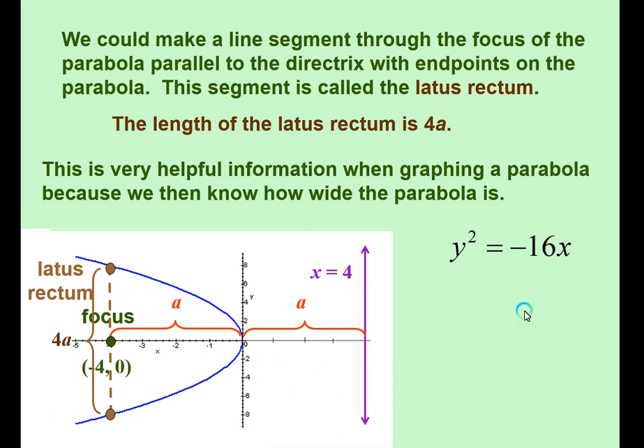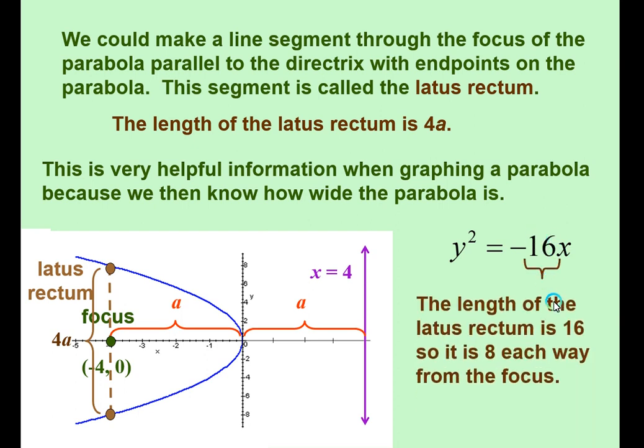Considering that we have the equation y squared is equal to -16x, we know that 16 is your 4a. Therefore, we know that your latus rectum is also 16. So it is 8 units each away from the focus. So we have 8 units away from this focus upward and 8 units from our focus downward. If we count, this will be 1, 2, 3, 4, 5, 6, 7, 8. Therefore, we will have (-4, 8) upward and (-4, -8) as our coordinates downward.